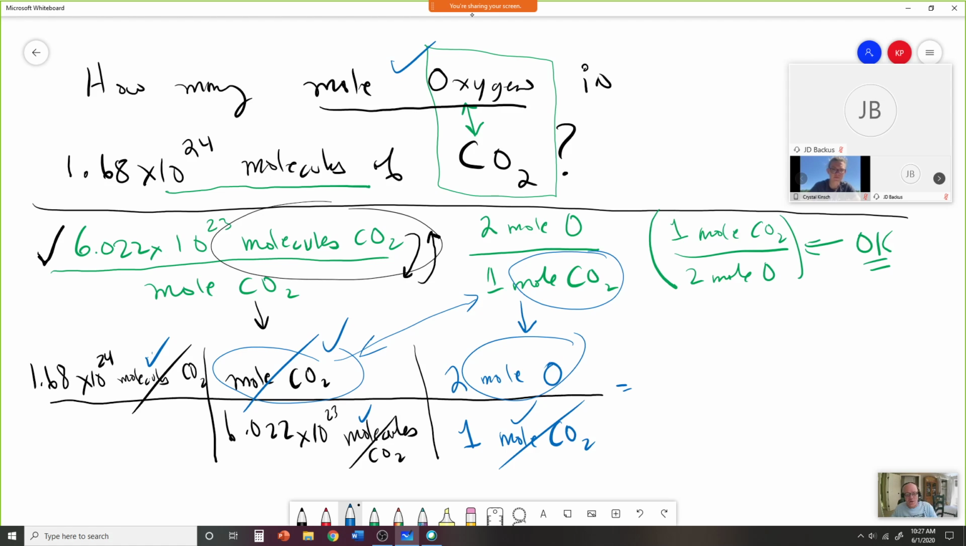Now all we got to do is put it in our calculator. So everybody, if you have your calculator, you ought to be using it. 1.68 second exponent 24 times 2 divided by 6.022 second exponent 23, and I get 5.5795. Whoops. 5795 and some numbers. And this is moles oxygen. How do I know it's moles oxygen? Because moles oxygen is the last number left.